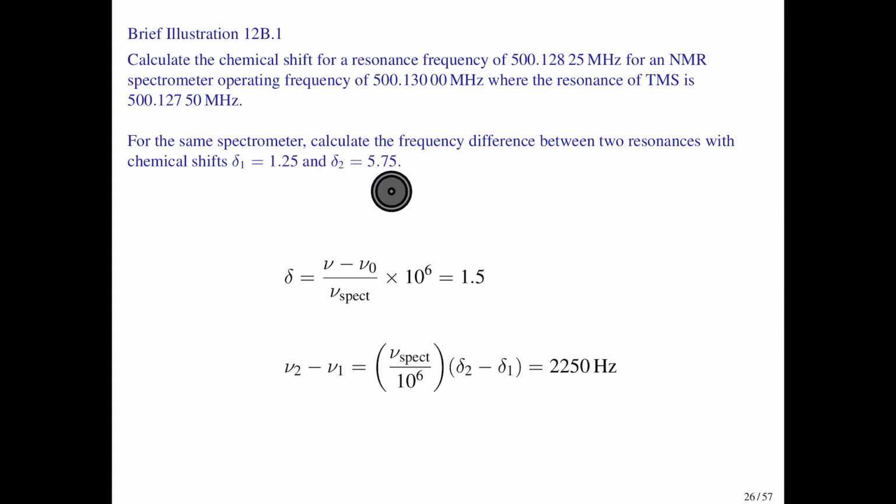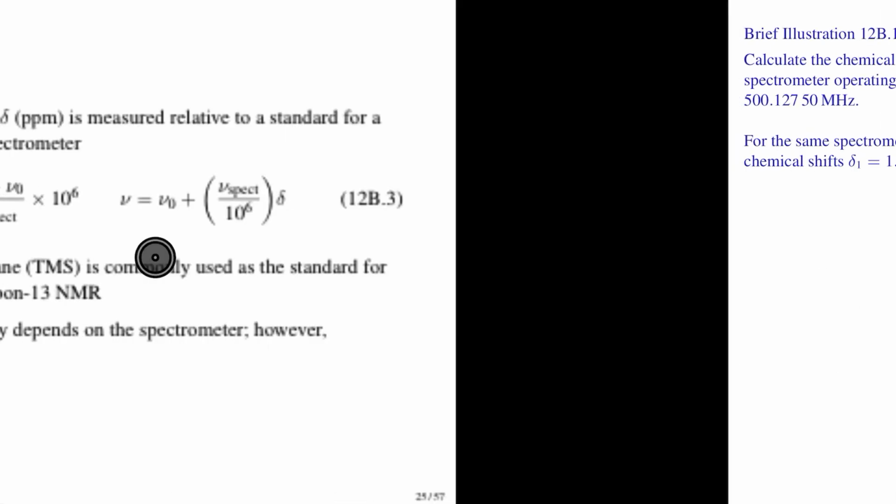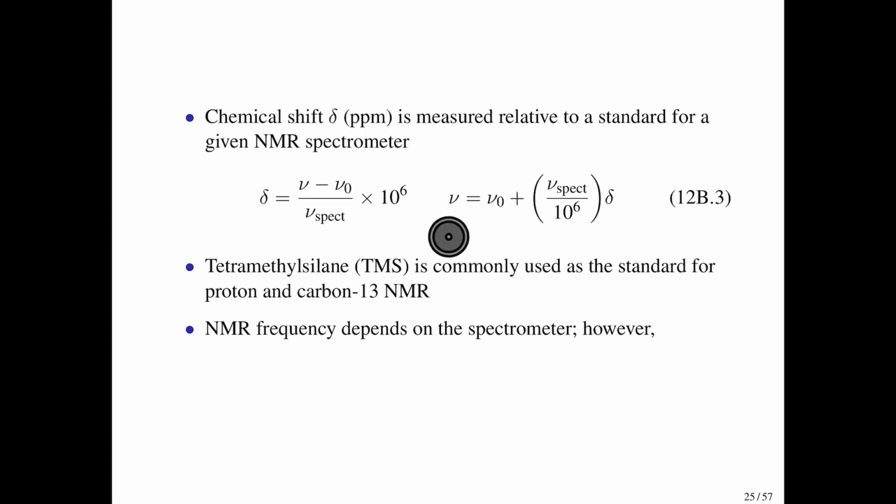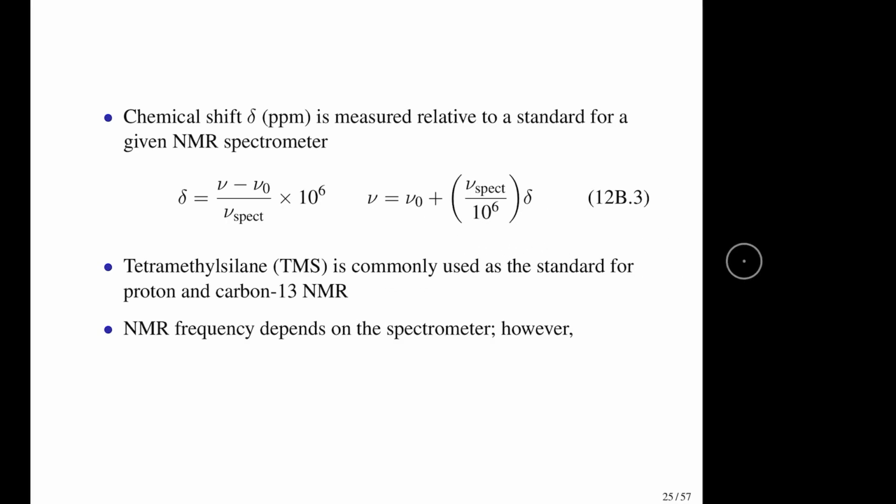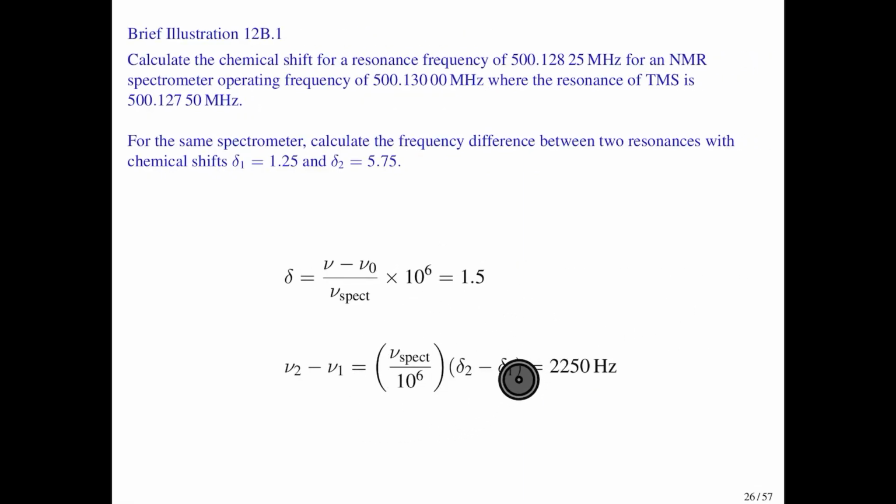So it's kind of the opposite of what we just did. You're given the chemical shifts, and then you're being asked to calculate, for this spectrometer, the frequency difference between the two resonances. So you take this same formula, and then you just take nu2 minus nu1. And so you'll have this expression for chemical shift 2 minus this expression for chemical shift 1. That gives rise to this expression here. You just plug in those same parameters plus the chemical shifts that you're given, and then you can calculate the difference between the two NMR frequencies in units of hertz.